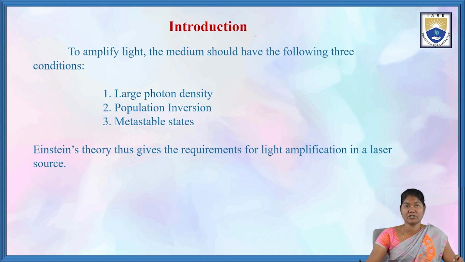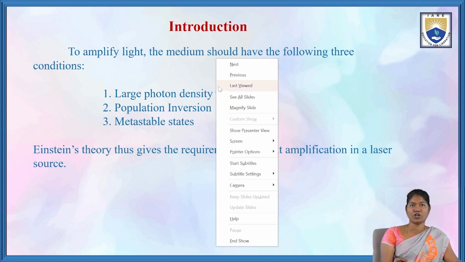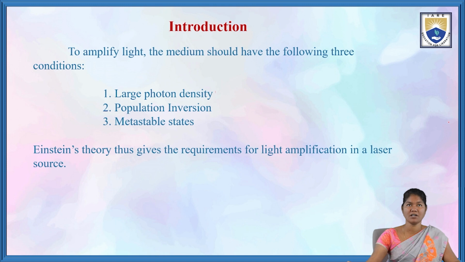To amplify the light, amplify means increasing. To amplify the light, the medium should have the following three conditions. What are the three conditions? Large photon density, population inversion, and metastable states. Einstein's theory gives the necessary requirements for amplification of a laser light.